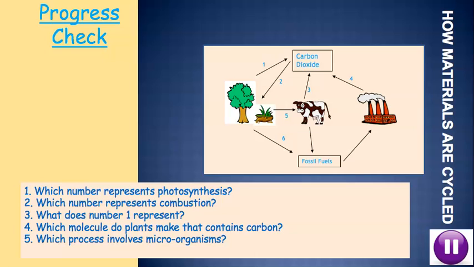Number 1, which number represents photosynthesis? That would be number 2. Number 2, which number represents combustion? The answer is number 4. Number 3, what does number 1 represent? That is respiration. Number 4, which molecule do plants make that contains carbon? That is glucose. And number 5, which process involves microorganisms? So the decaying of dead material involves microorganisms, and the microorganisms will respire. So make sure that you have marked those. Again, if you need to listen to them again, just rewind the screencast and listen to the answers again.